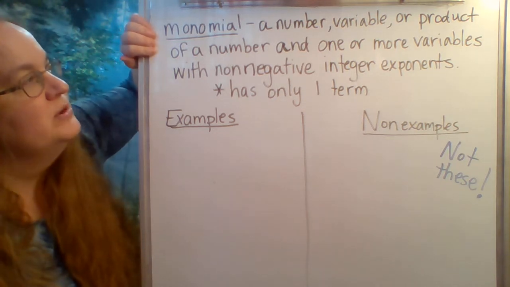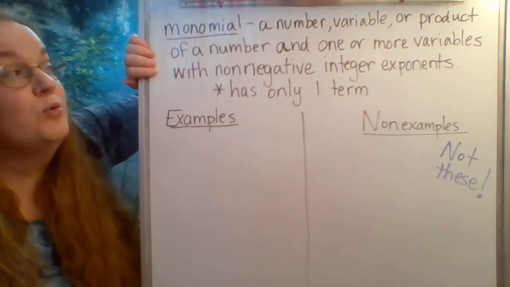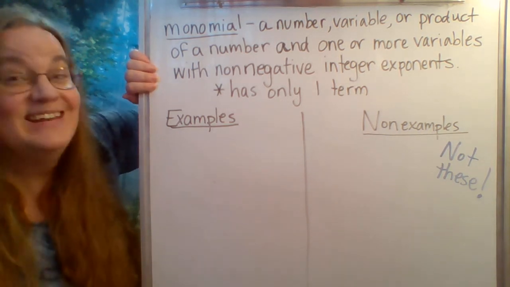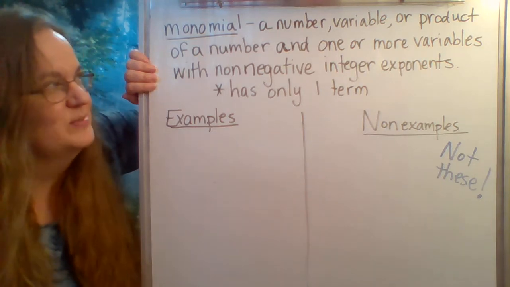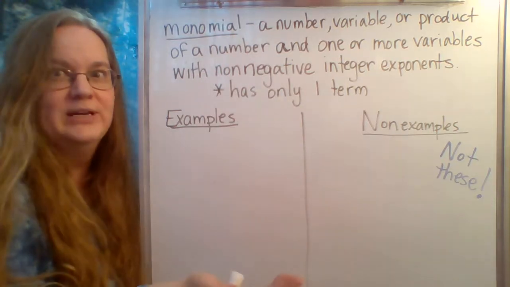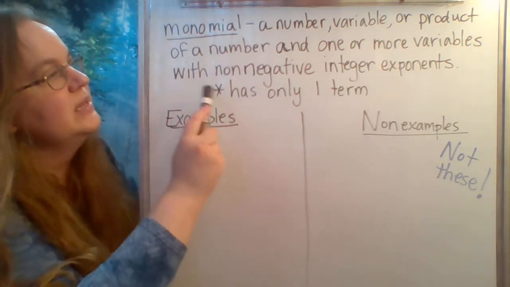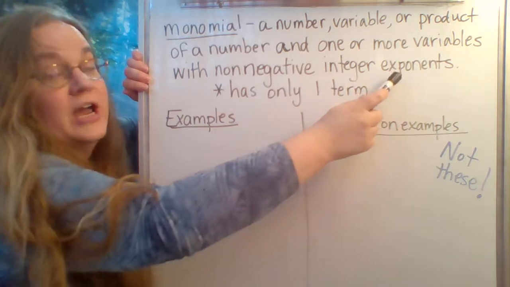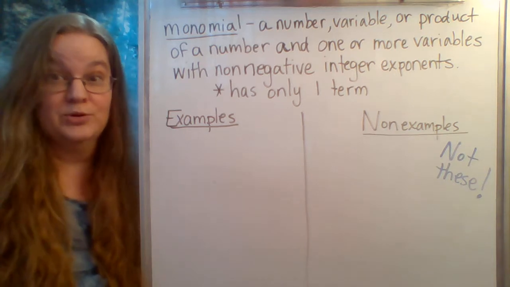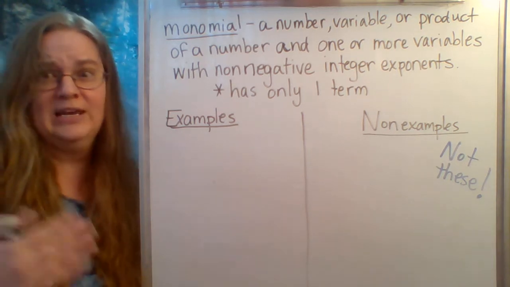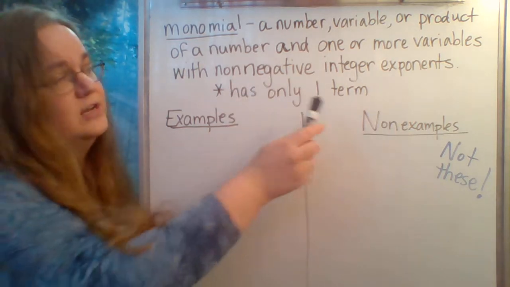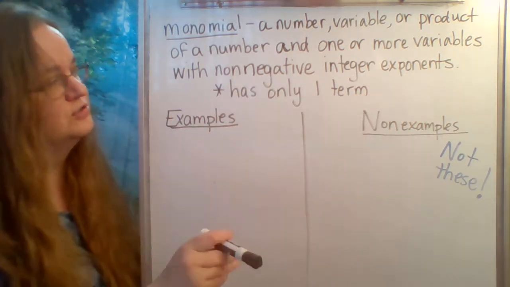A monomial is a number, variable, or product of a number and one or more variables with non-negative integer exponents. That's a lot of information. So we've got numbers, we've got variables or a product like 3x or 3t, and non-negative integer exponents. For instance, x to the third power, x to the fourth power would be totally fine. You couldn't do x to the half or x to the -2. Those wouldn't work. Non-negative, so not negative, and it has to be an integer, so no fractions or decimals.